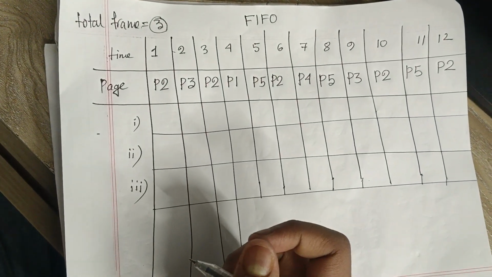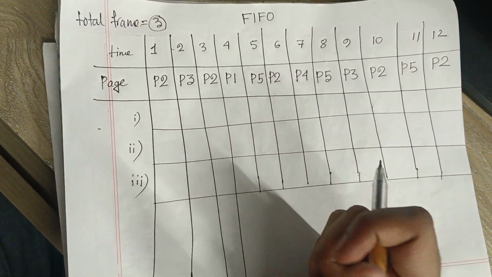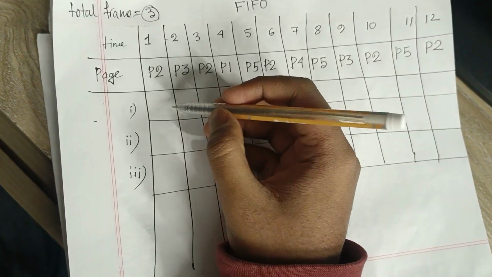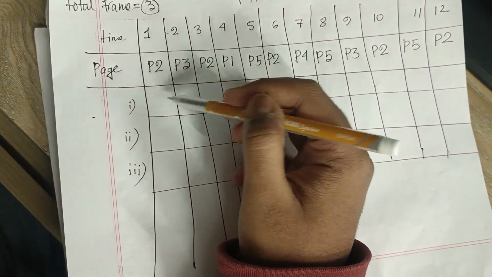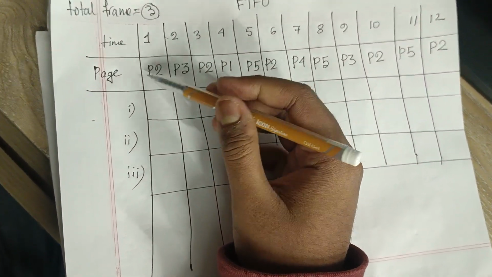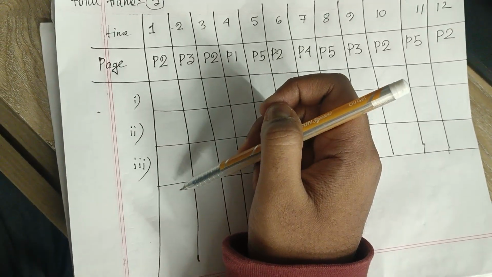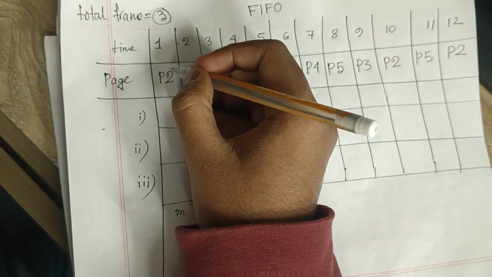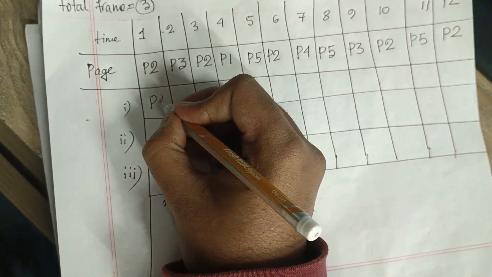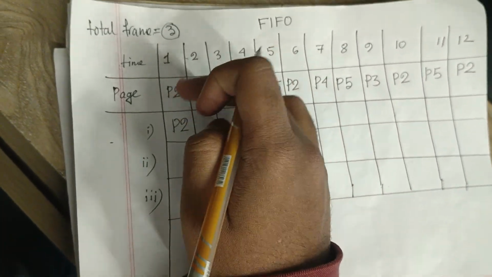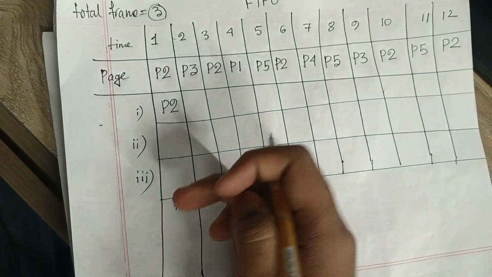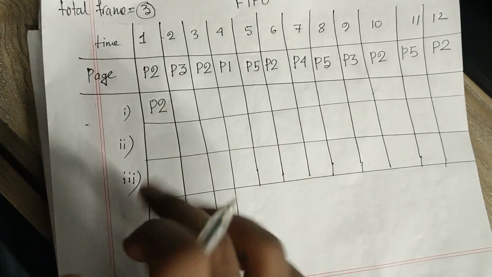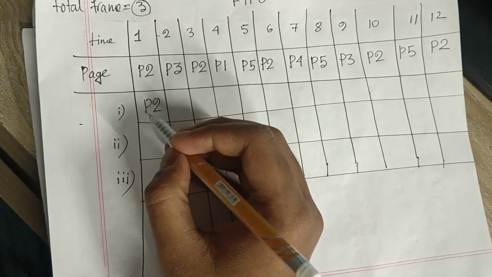Now we have to figure out which one is a hit and which one is a miss. Does P2 exist in these three blocks? No, it doesn't exist. So, miss. We will put P2 in the first block. We can put this P2 in any block, but this is the universal rule. You can also do it in any block, it's up to you, but the better option is this one.